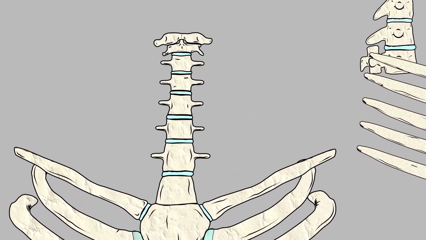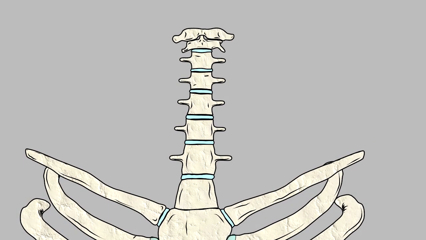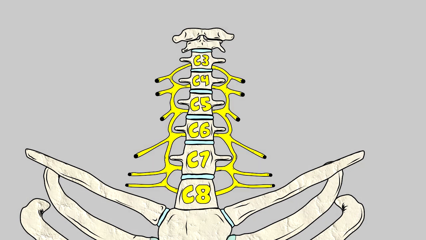Okay, so the innervation of the scalenes runs from the spinal nervous system. It runs from C3 to C8. C3 to C8 of the spinal nervous system.